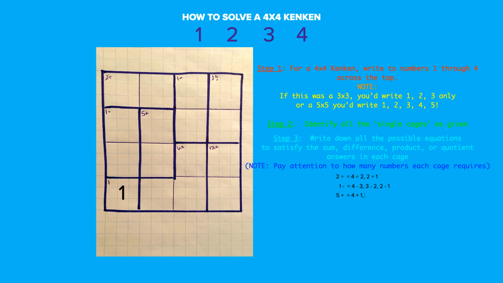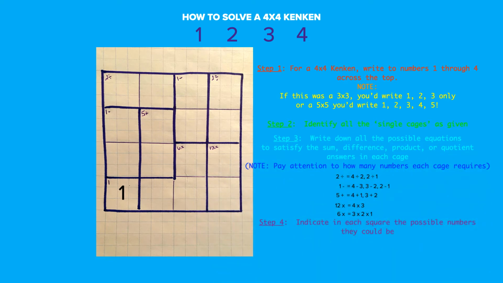For the sum of 5, 4 plus 1 and 3 plus 2. The product of 12 can only be 4 times 3. Now remember, we're only using the numbers 1 through 4. And now the product of 6, 3 times 2 times 1. So in a Kenken, each row and each column can have a number 1, 2, 3, and 4 only once. So that's sort of the trick here. So now we're going to move on to step 4.